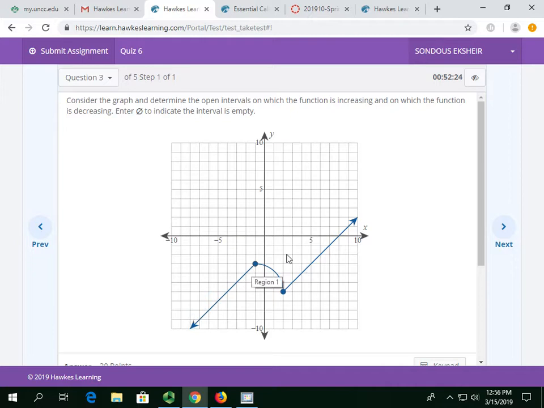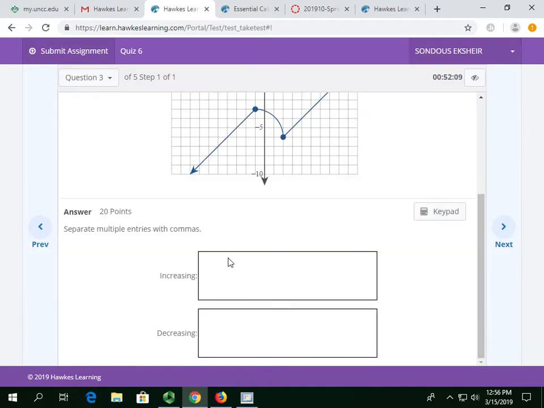Between 1 and this point here, which looks like 2, between 1 and 2, it is decreasing. It's going down. And then between 2 and infinity, it's going back up again. So I'm going to type that in here. It is increasing in 2 intervals.